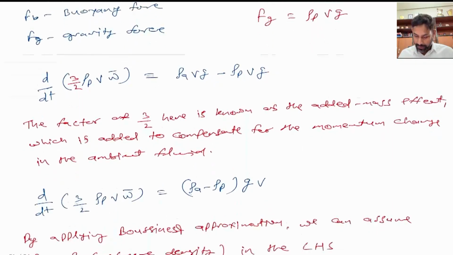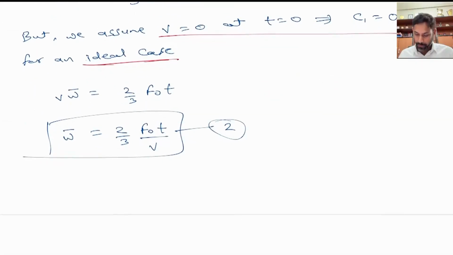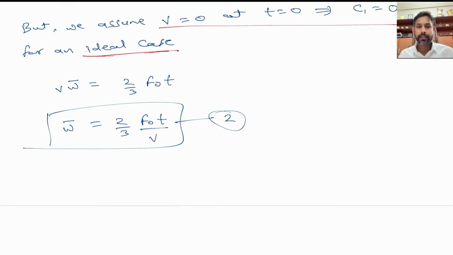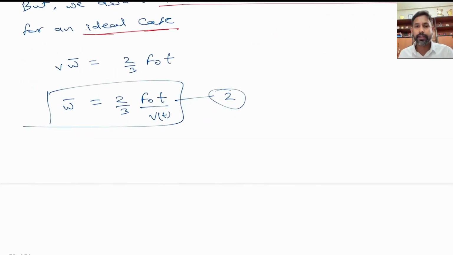And that gives us this particular equation, where f naught here is the source buoyancy, that is the fixed buoyancy that is released with the plume, and v is the volume at any time t, and t is just the time here. So v here is a function of time. Okay, so now let's go further and try to derive the solution for plume radius, plume volume, and other parameters with time and with elevation.